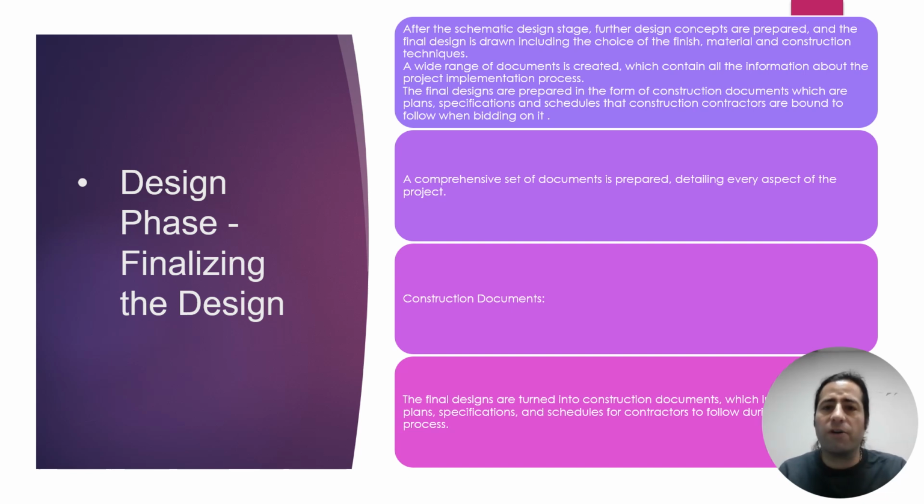The final design is prepared in the form of construction documents, which are the plans, specifications, and schedule that construction contractors are bound to follow when bidding on it. A comprehensive set of documents is prepared detailing every aspect of the project. The final design is turned into construction documents, which include details, plans, specifications, and the schedule for the contractors during the bidding process.